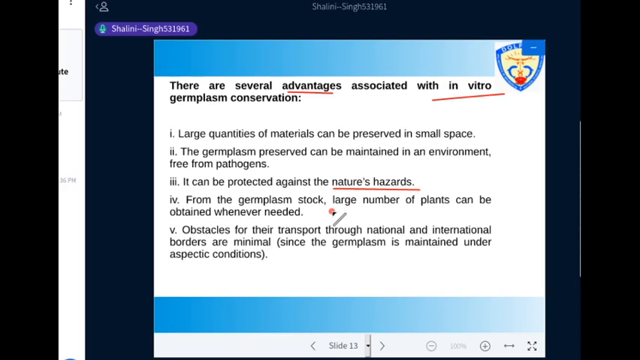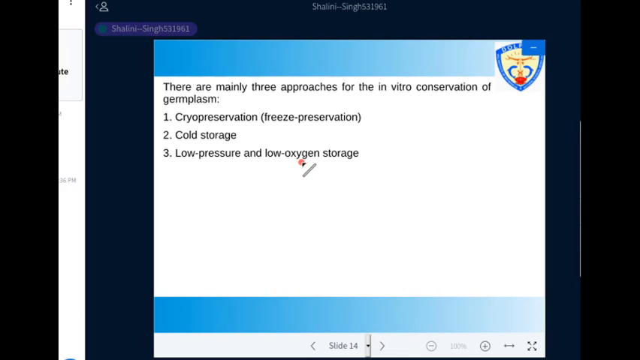From the germplasm stock, a large number of plants can be obtained whenever needed by multiplying the material which has undergone the conservation. Obstacles for their transport across national and international borders are minimal since the germplasm is maintained under aseptic conditions. There are three approaches for in vitro conservation of germplasm. First is cryopreservation, then there is cold storage, and then there is low pressure and low oxygen storage.